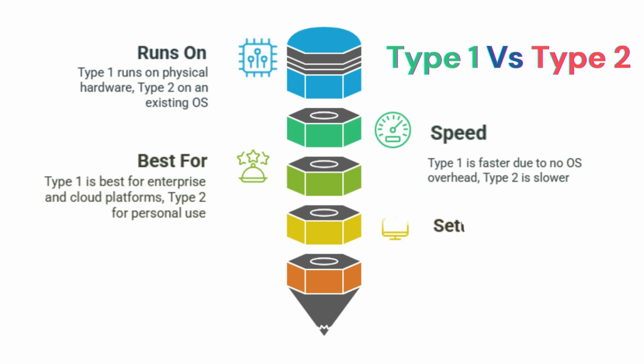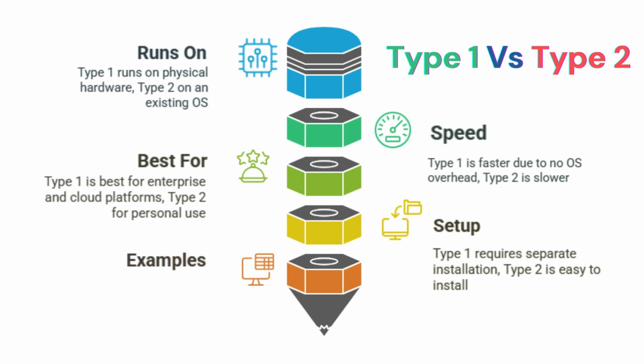Setup. Type 1. To use a Type 1 hypervisor, you install it directly onto a bare machine. It replaces the OS, so setup is a bit more involved and often done on servers. Type 2. This one is super easy to install. Just download it and run it like any other software, no need to wipe your system.